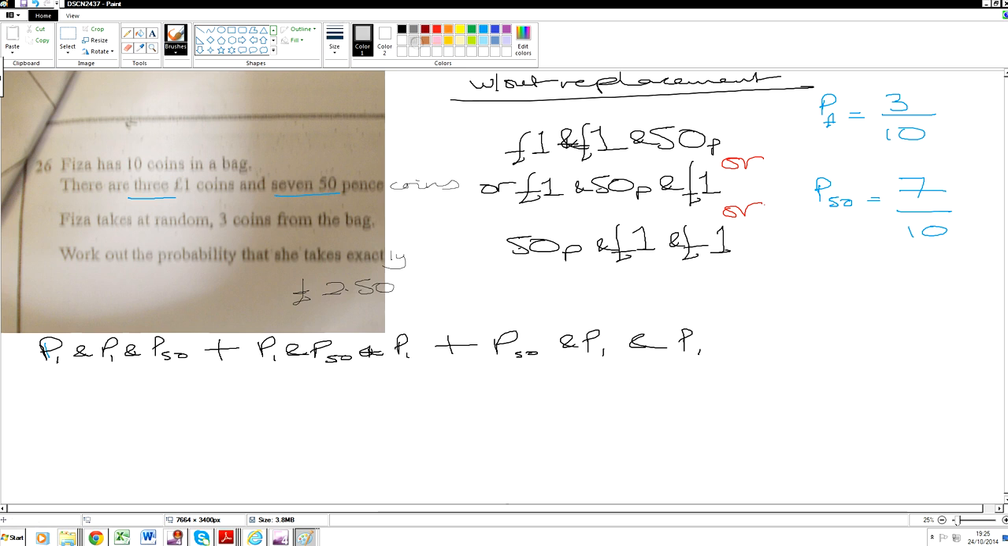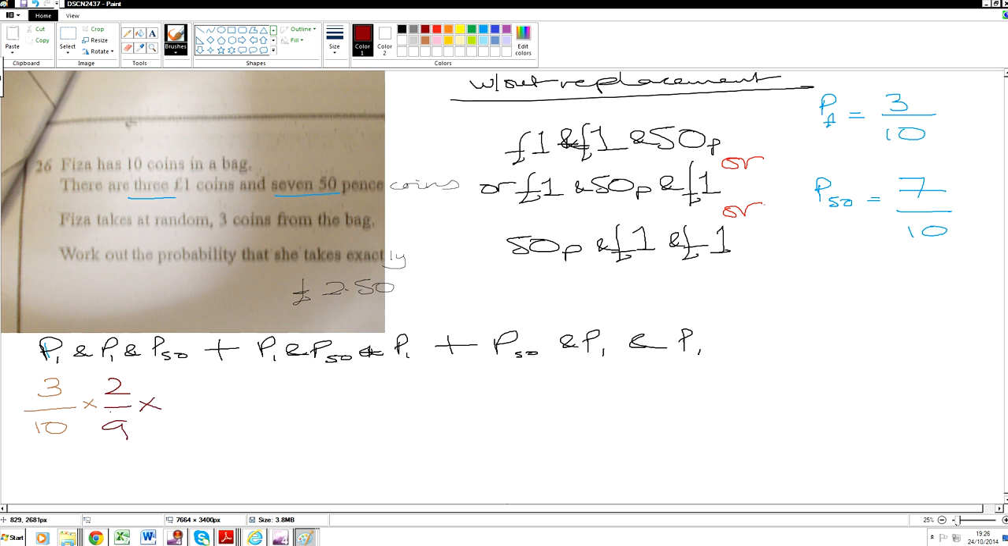So, what happens to the fraction? What's the probability of my first pound I take out? It's going to be how many out of 10? 3 out of 10. What does the "and" mean? Times. Okay, now that I've taken the first pound out, what's the probability of my next pound? 2 out of 9. Excellent.